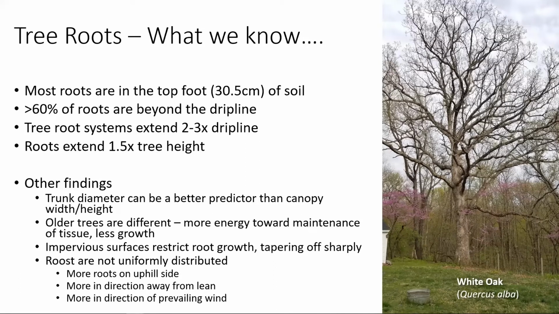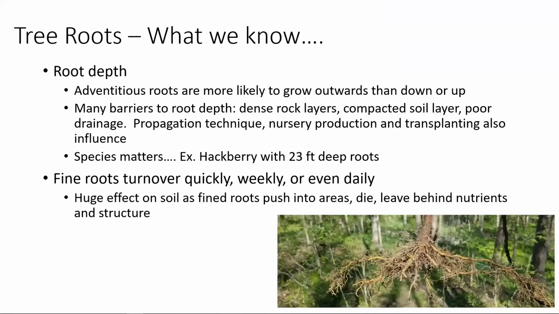And I think that's one of the biggest misconceptions I see a lot, is that a lot of diagrams or discussions show roots really deep. They're actually really shallow. They're in that upper foot, again, is where most of those roots occur. A few other things we know, adventitious roots. So not those main structural roots that you see as part of the main anchoring system for our trees. Those adventitious roots grow outwards more so than down or up. They're going to grow out, not necessarily down or up.